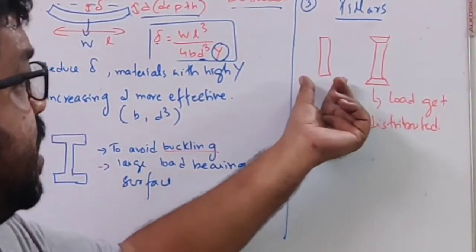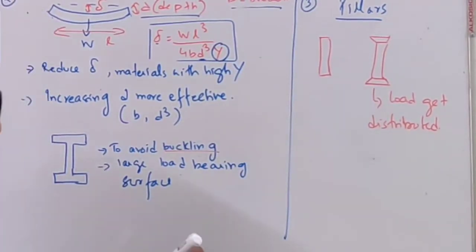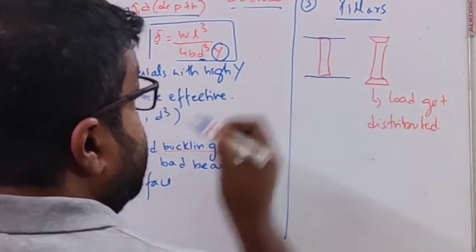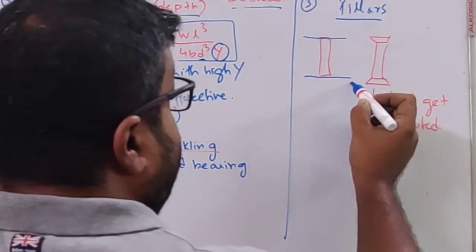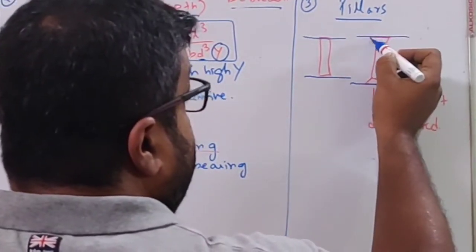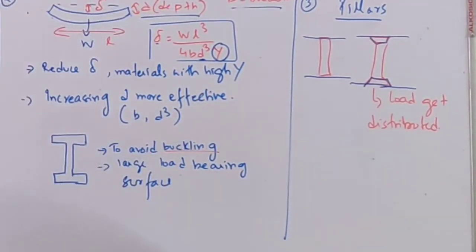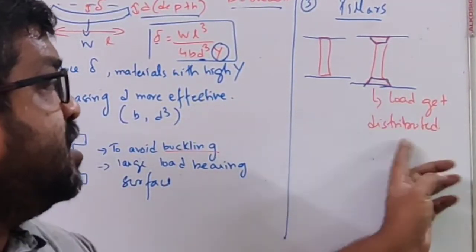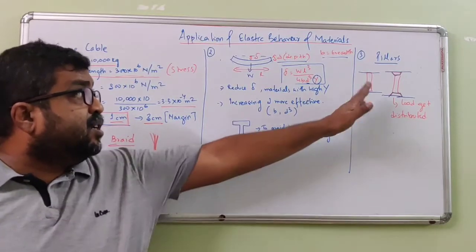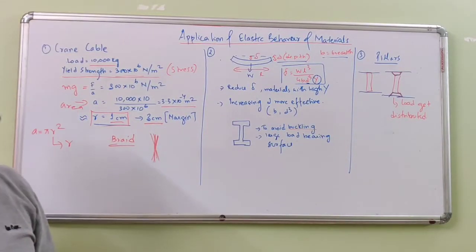Now a pillar can be designed like this, where this is the floor part and this is the ceiling part. Or you can have a pillar like this, where this area is increased. Now if you increase the area, what is the benefit? The load gets distributed. So this is with regard to the designing of pillars.